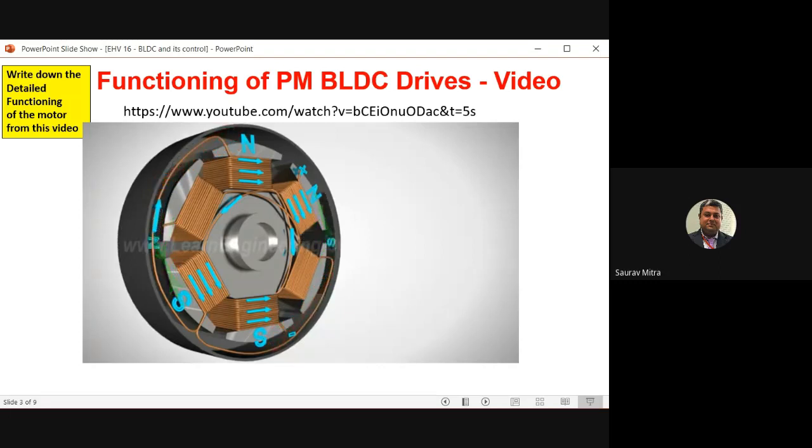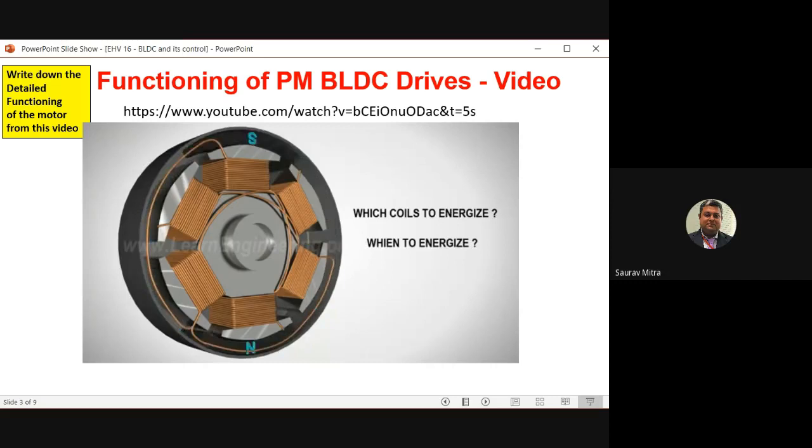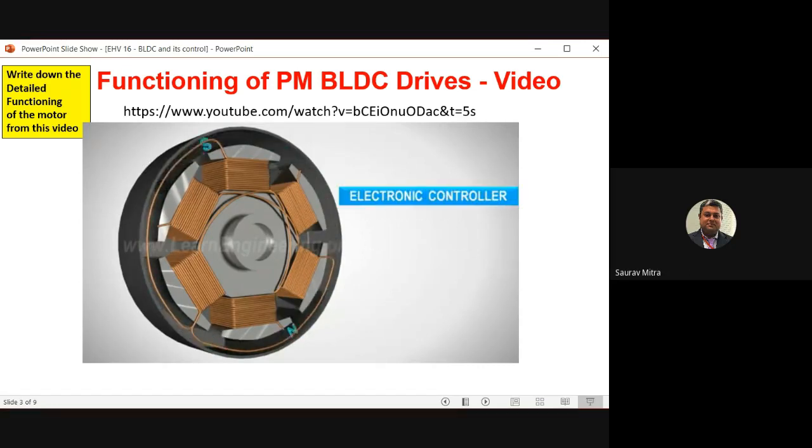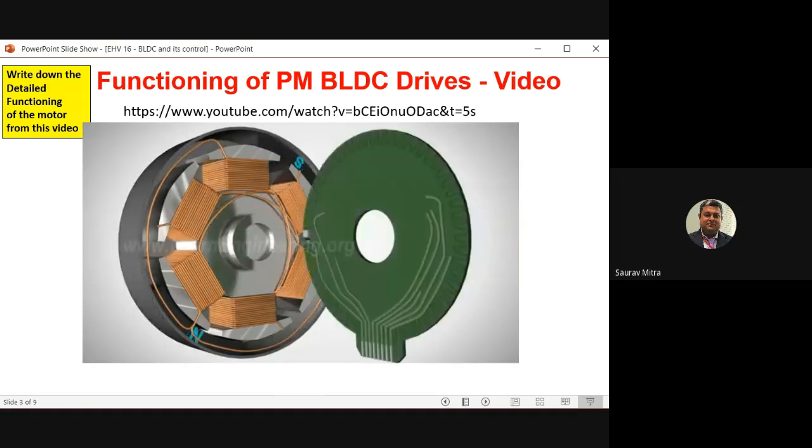How do I know which stator coils to energize? How do I know when to energize it so that I will get a continuous rotation from the rotor? In a BLDC, we use an electronic controller for this purpose. A sensor determines the position of the rotor, and based on this information, the controller decides which coils to energize. Most often, a Hall effect sensor is used for this purpose.